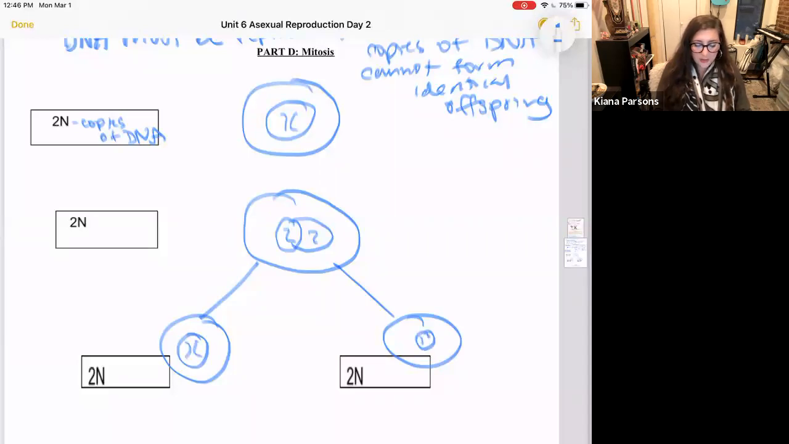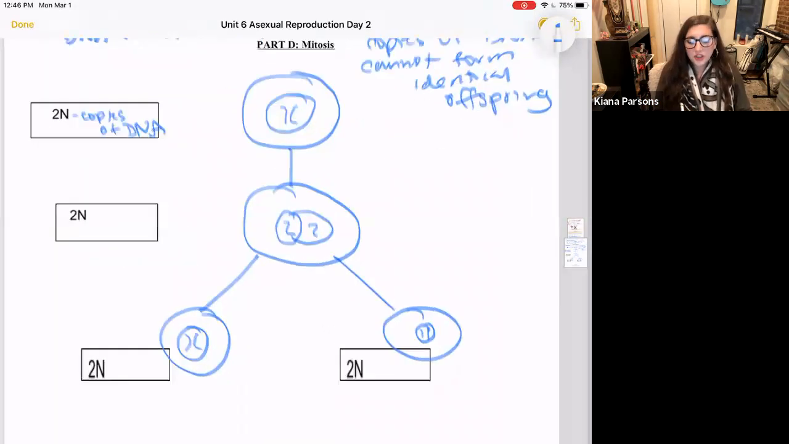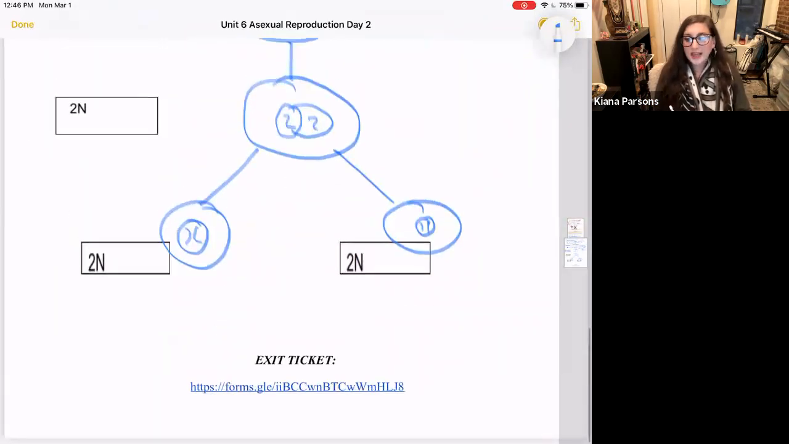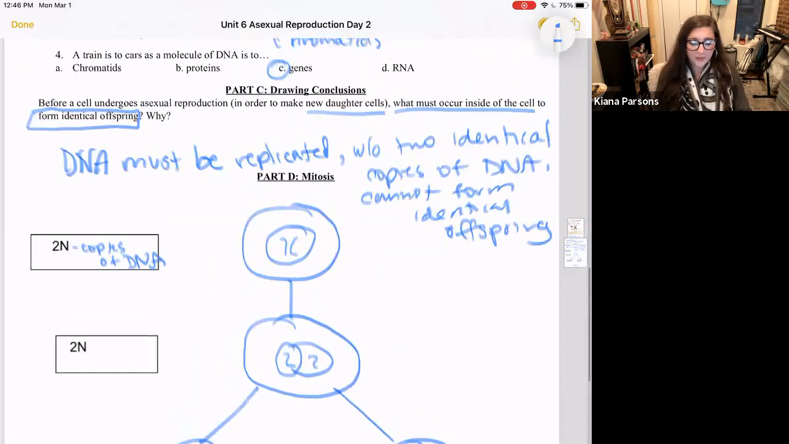And this is sort of an incomplete diagram at this point. What we're going to do is compare this diagram to a diagram of meiosis, which is quite different. So there's nothing for you to write on this part D. You just want to go on and do your exit ticket, but just know that this diagram is going to make more sense when we compare it to meiosis a little bit later.